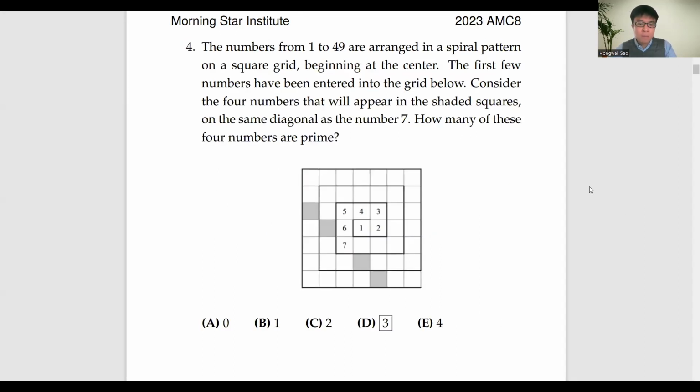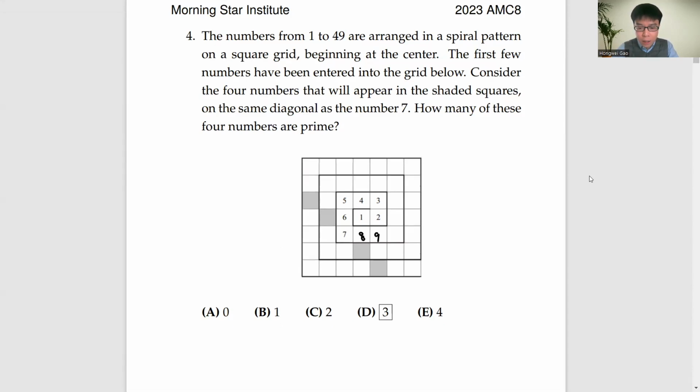Question 4. The numbers from 1 to 49 are arranged in a spiral pattern on the square grid beginning at the center. There are 4 shaded squares. The question is, how many of these 4 numbers are prime? So let's just fill the whole grid directly following this pattern.